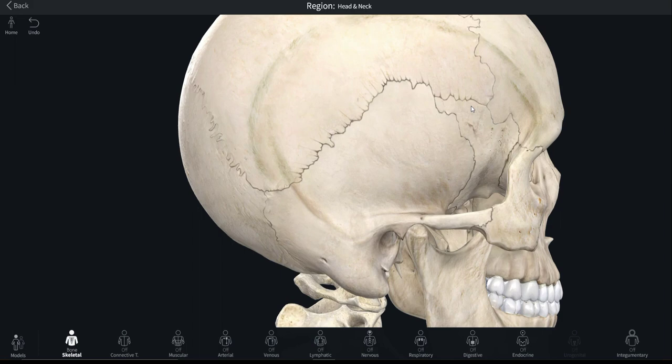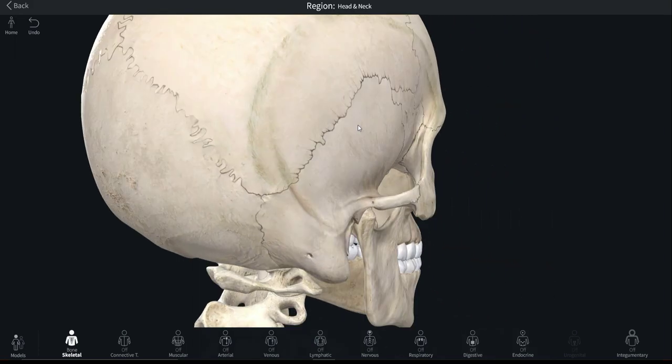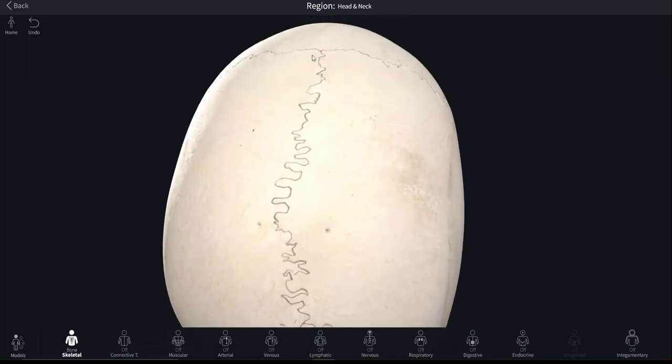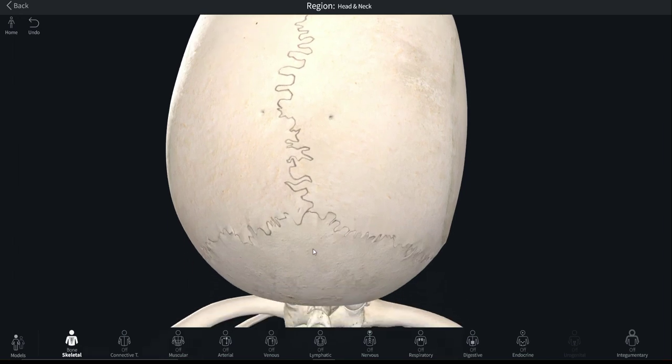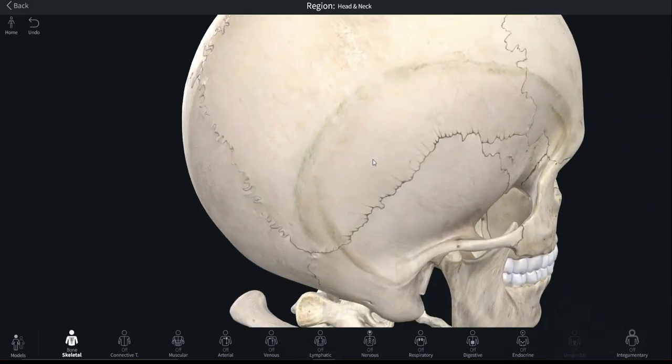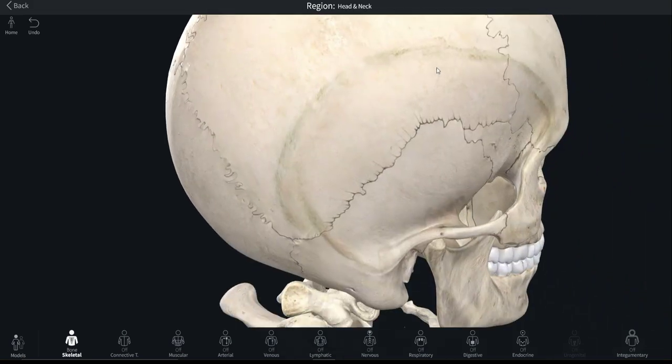So we talked about the superior border related to the frontal bone, that is the bregma, the occipital bone along the lambda, and we talked about the inferior border. Now let's quickly get on with the anterior and posterior borders.